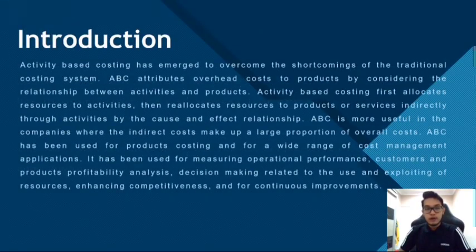So for the introduction, activity-based costing has emerged to overcome the shortcomings of the traditional costing system. ABC attributes overhead costs to products by considering the relationship between activities and products. Activity-based costing first allocates resources to activities, then reallocates resources to products or services indirectly through activities by the cause and effect relationship.